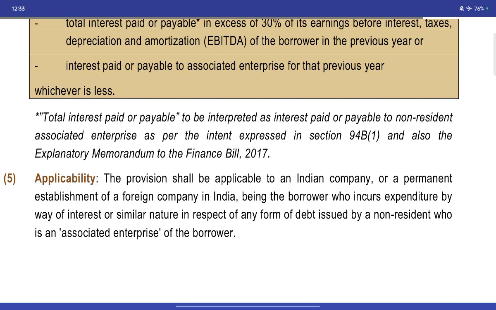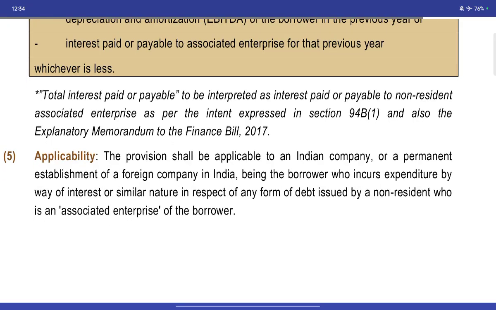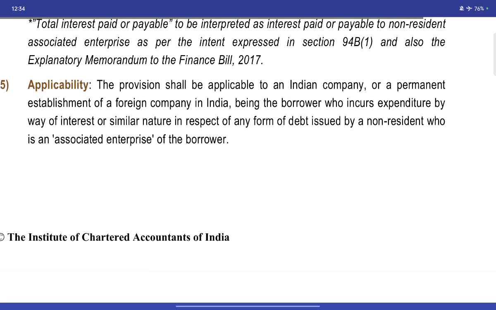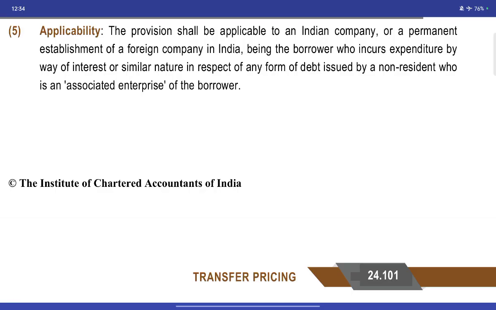The total interest paid or payable is interpreted as interest paid or payable to non-resident associated enterprises as per the intent expressed in section 94B and also the explanatory memorandum to the Finance Bill 2017. Applicability: the provision shall be applicable to an Indian company or a permanent establishment of a foreign company in India, being a borrower who incurred expenditure by way of interest or similar nature in respect of any form of debt issued by a non-resident associated enterprise for the borrowings.